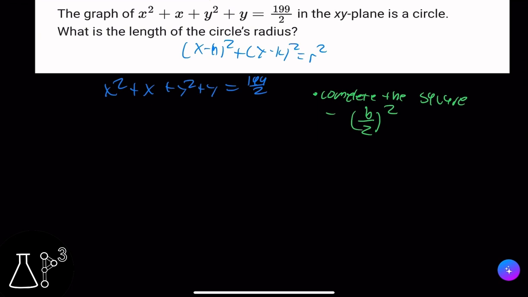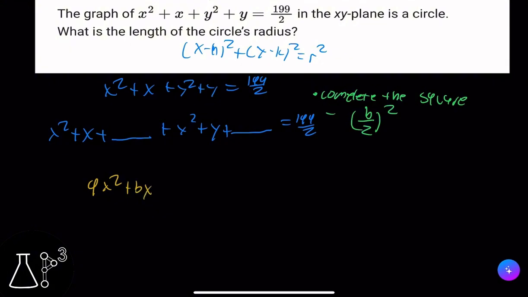So we would do x squared plus x plus blank, so blank is c, and then plus y squared plus y plus blank, this would be c for y, which would equal 199 divided by 2. So if we look at a regular quadratic equation, that is ax squared plus bx plus c. In this case, for both x squared and y squared, a equals 1, and b for both x and y equals 1, and then c we don't know yet because that's what we're looking for.